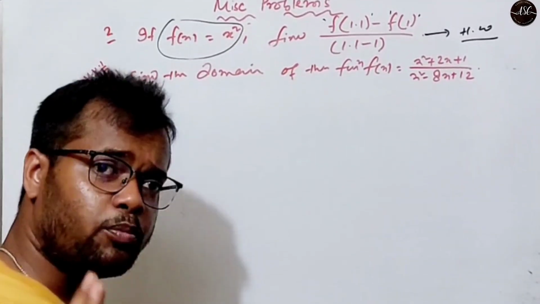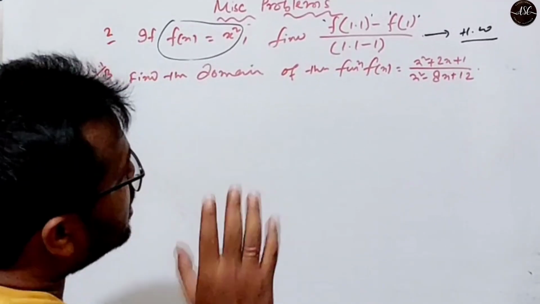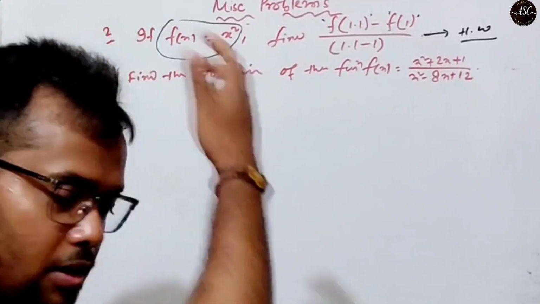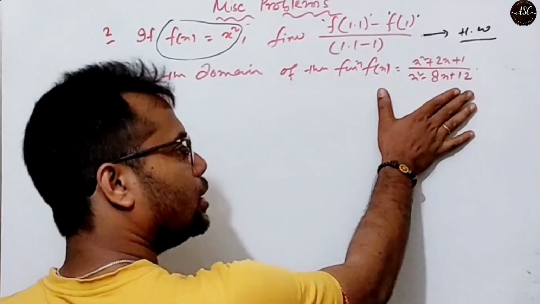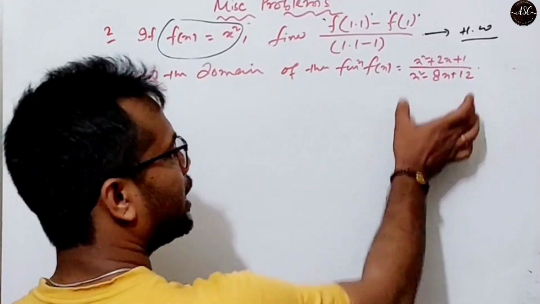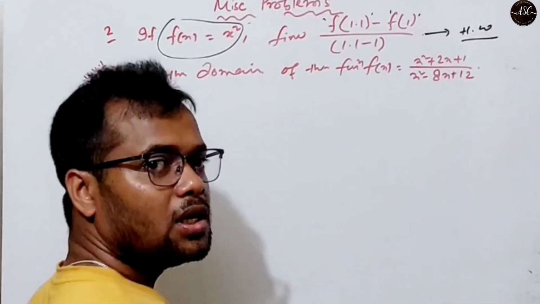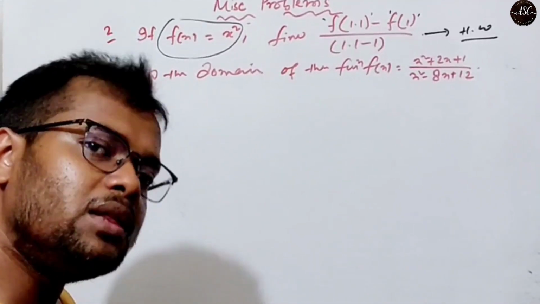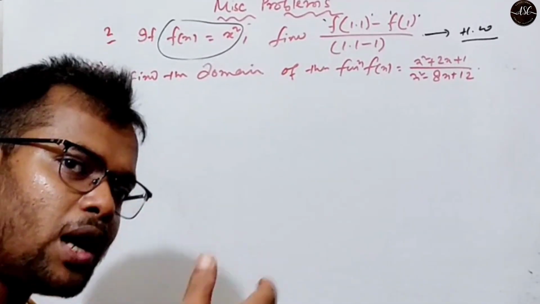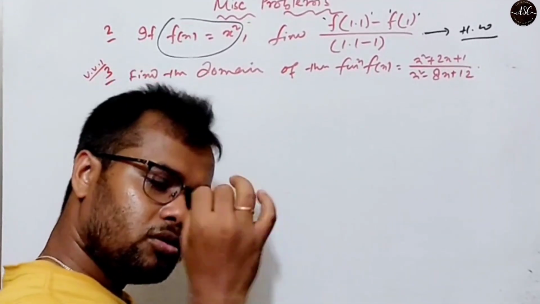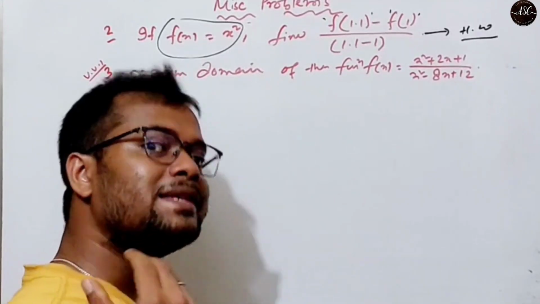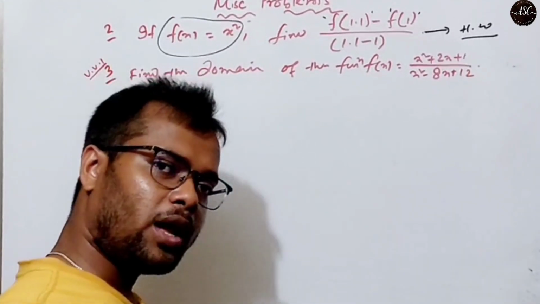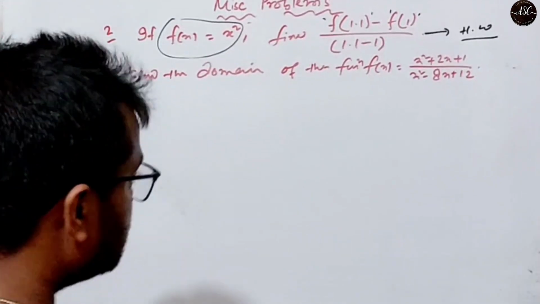This is very important. We have previously done this type of problem in the miscellaneous example. Okay. So this is a rational function. We have to factor this equation. Then from that factor we can find what value should not be taken as x. Then the domain will be R minus that value. Okay. This is also your homework.